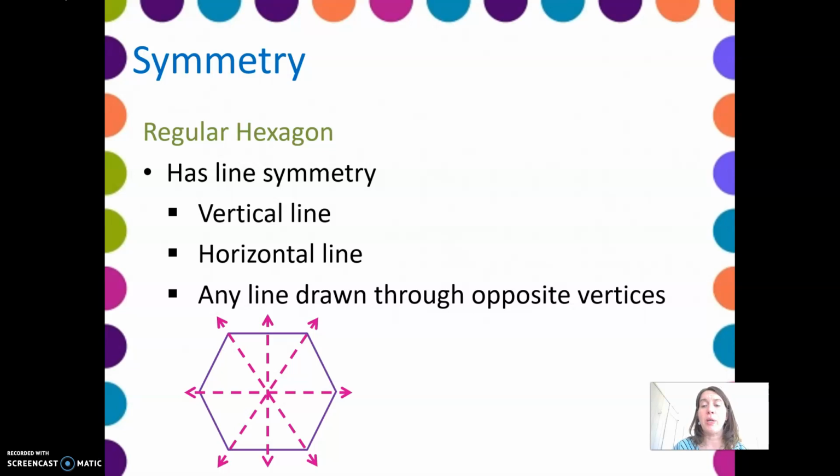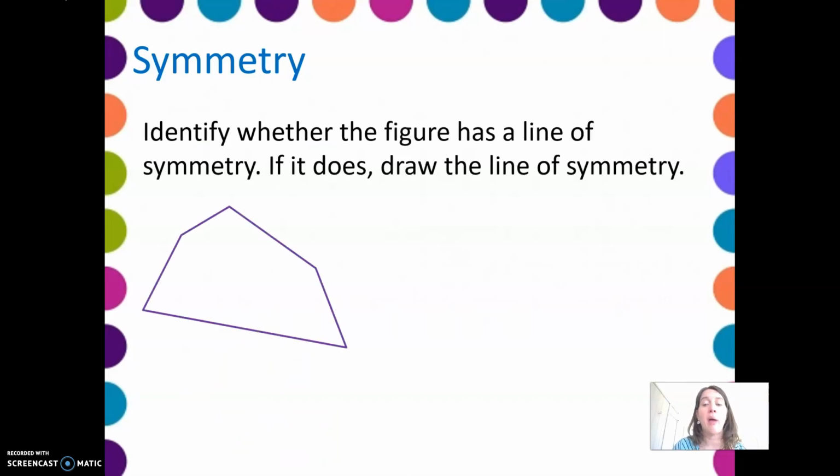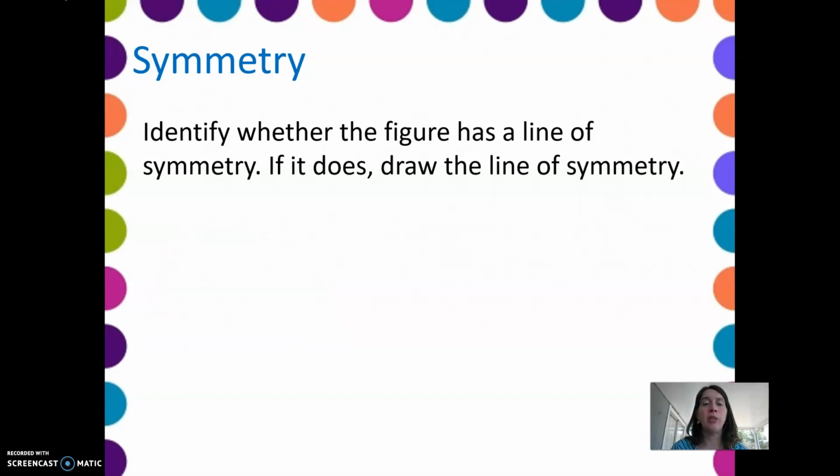So let me give you a couple that you can practice. Let's see if we can identify if these shapes do have line symmetry. Is there somewhere where I can split the picture and I would see the exact same thing on the other side? Well, if I look at the shape that I have drawn on the screen, is there anywhere that I could draw a line that's going to split that shape right in half? No. Okay, so therefore this shape does not have line symmetry.